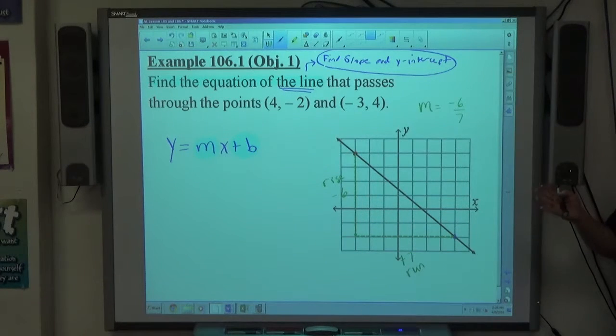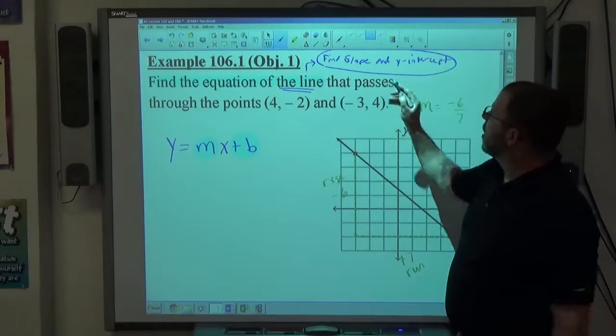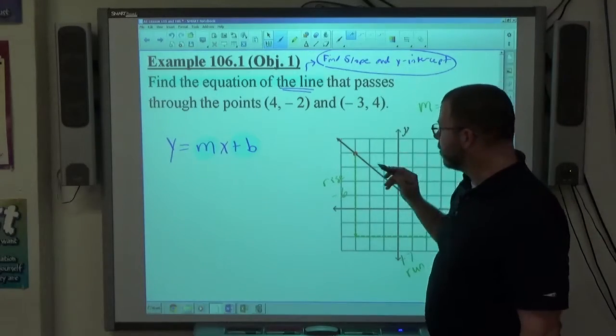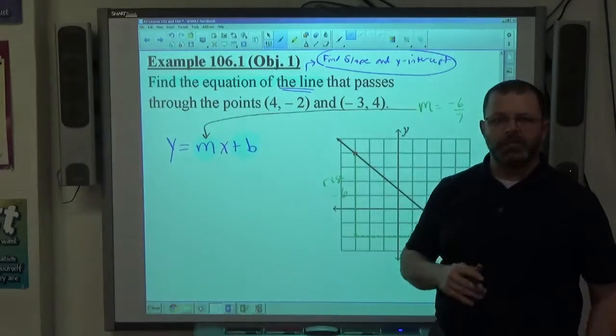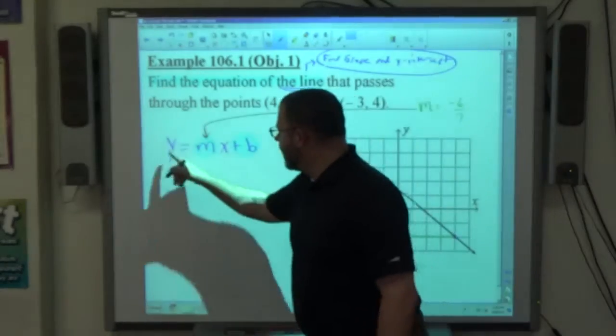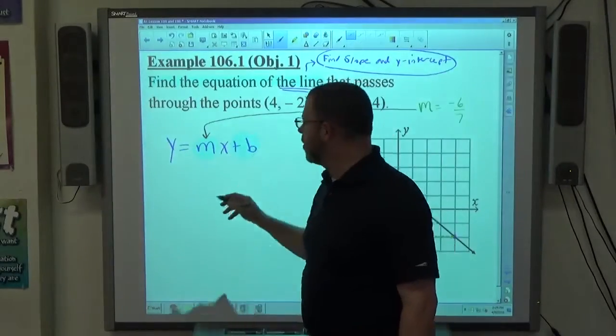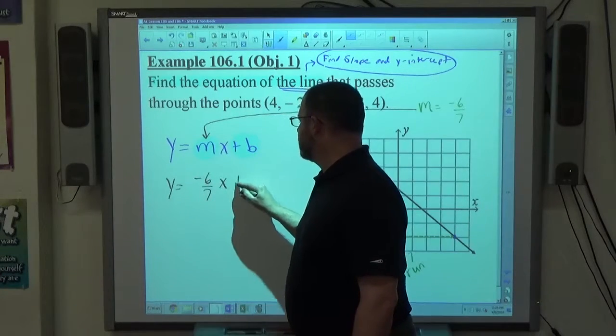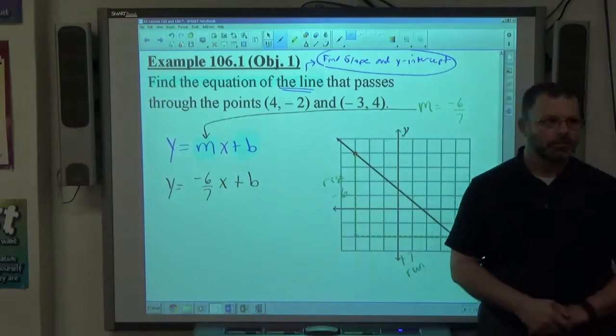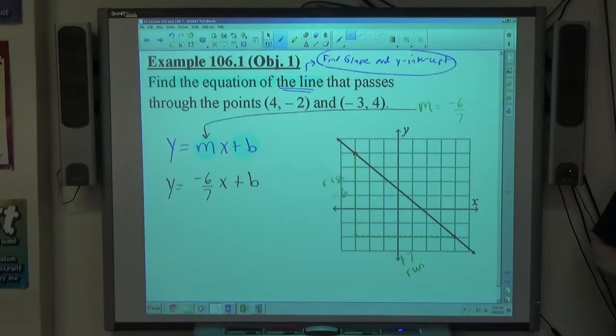Right? Once I've found the slope, I now go back over to my structure here. What I've done is I've figured out what that number's supposed to be. I figured out half of my answer. So I can now transform my structure, y equals mx plus b, into y equals -6/7 times x plus b. So I found my slope.